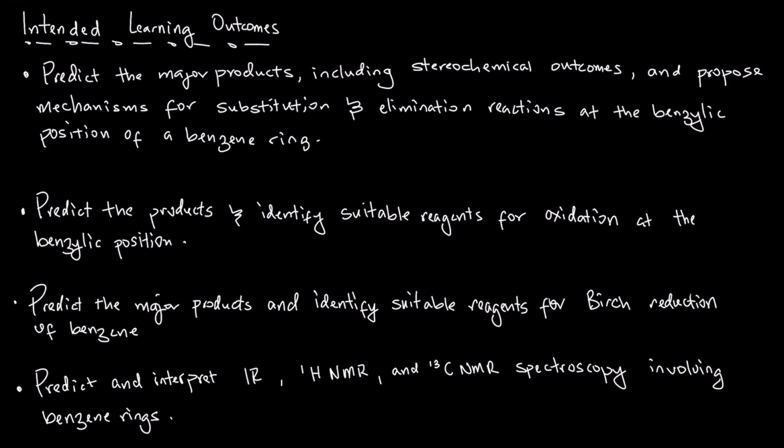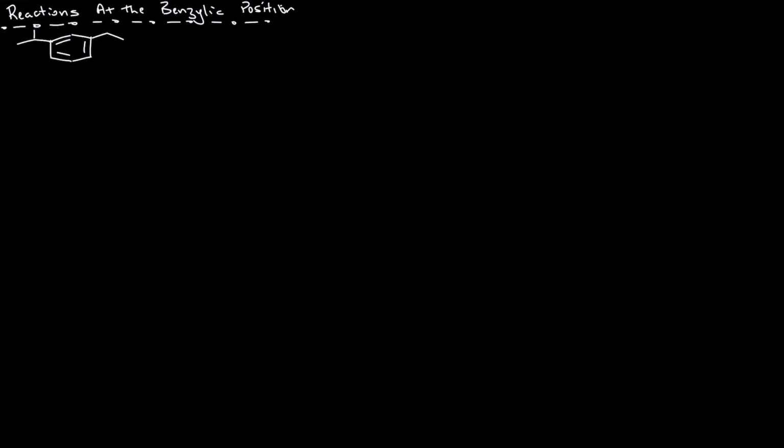There's going to be one specific type of reaction we'll focus on, which is the Birch Reduction. And then lastly, you should be able to predict and interpret IR, H1 NMR, and C-13 NMR spectroscopy involving benzene rings. As a refresher, consider this particular benzene-containing compound.